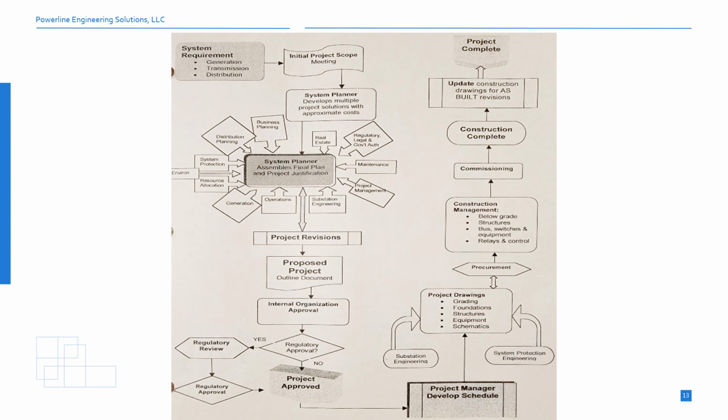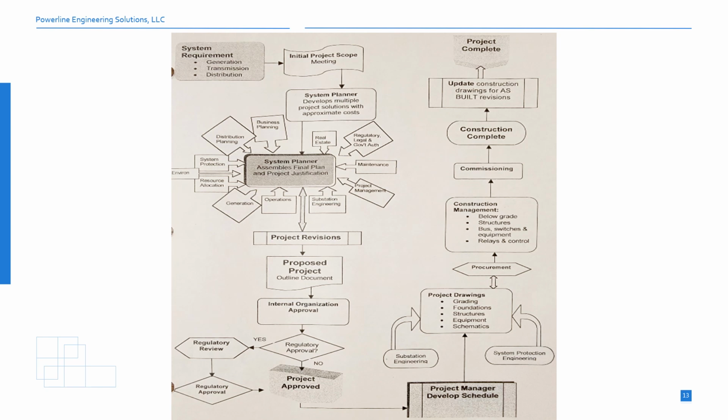The outline document of the proposed project is then routed for internal organization approval, followed by any mandatory regulatory review and approval, and is finally approved. This may take up to a few months. Once the project is approved, the project manager then develops the overall project schedule. The engineering cycle can then commence, led by the substation engineering and system protection groups, for the development of the required project drawings and study reports.